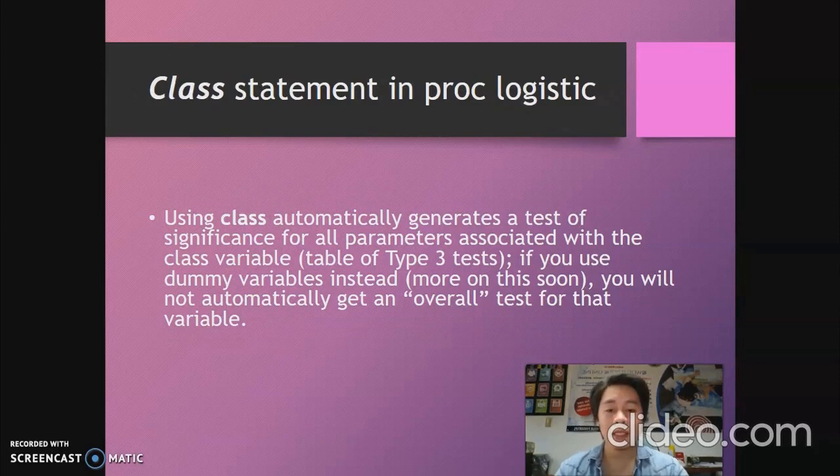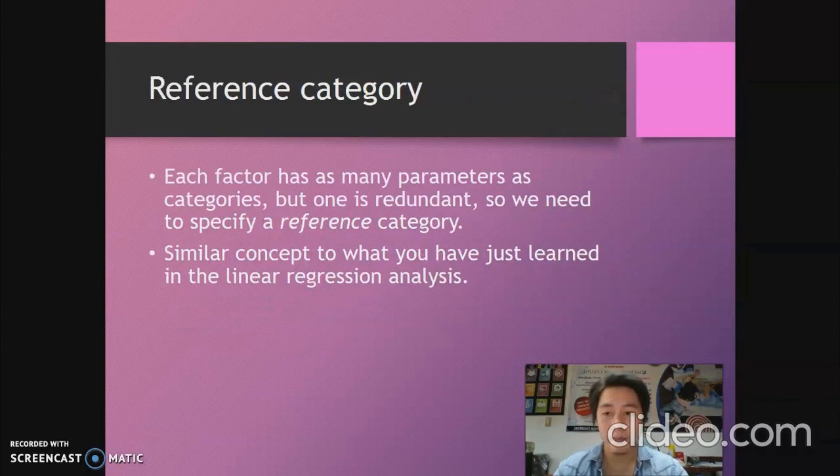Using class automatically generates a test of significance for all parameters associated with the class variable, so we have the table of Type 3 tests. If you use dummy variables instead, more on this soon, you will not automatically get an overall test for that variable. In reference category coding, each factor has as many parameters as categories, but one is redundant. So we need to specify a reference category, a similar concept to what you have just learned in the linear regression analysis.